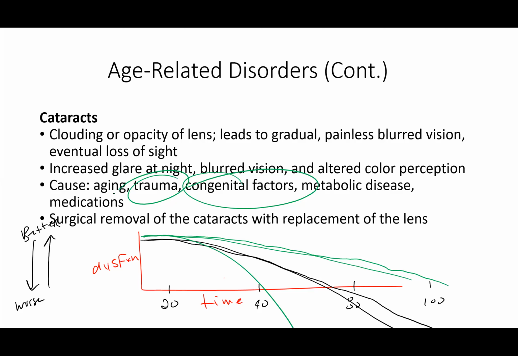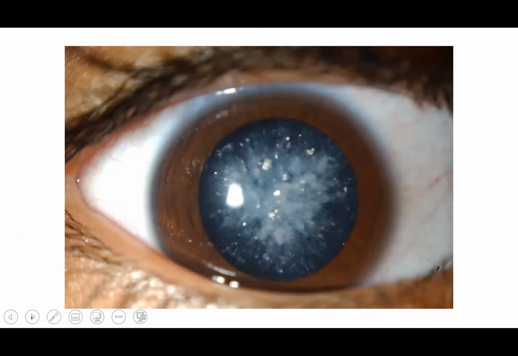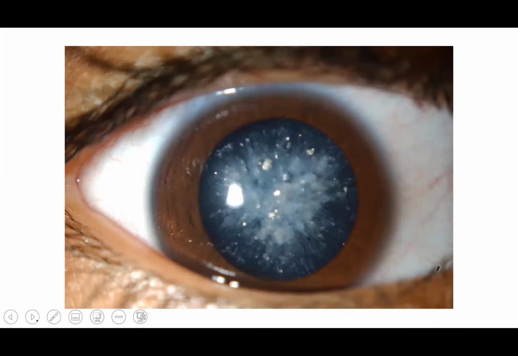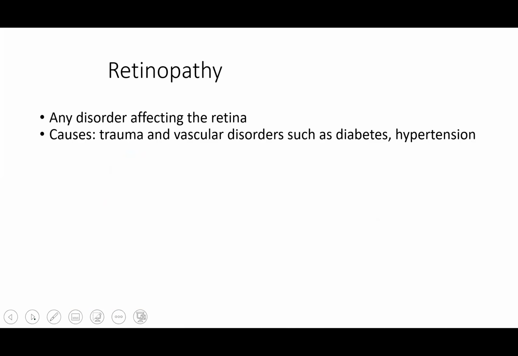Okay. So outside of trauma, other things like congenital factors, metabolic disease, side effects of medication, aging, and so on can cause the vision to naturally deteriorate over time. Okay, this is what the cloudiness of the cataracts looks like as the lens is getting filled.